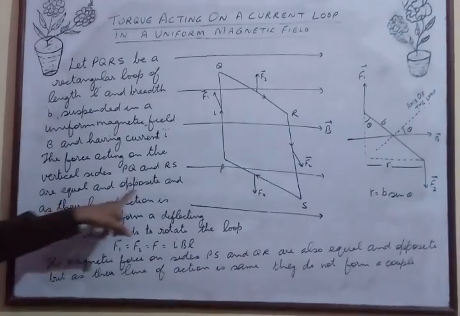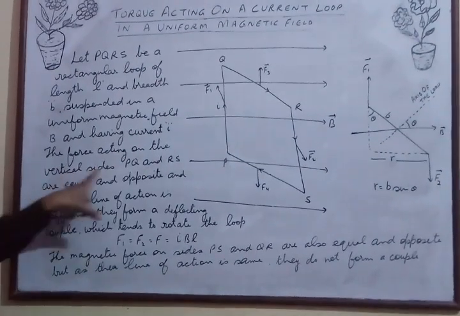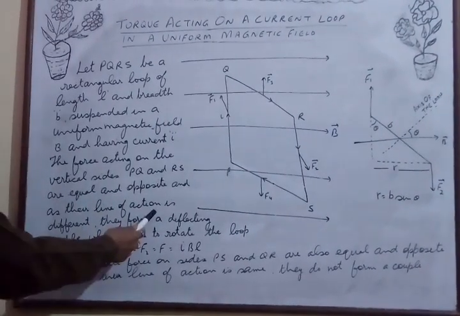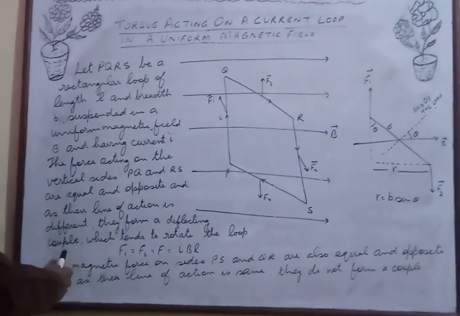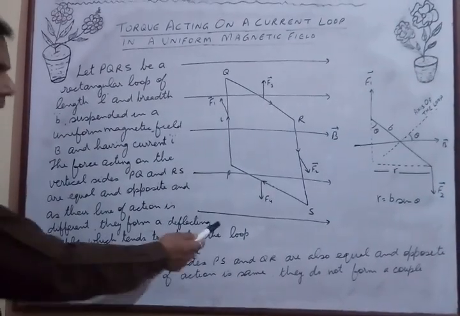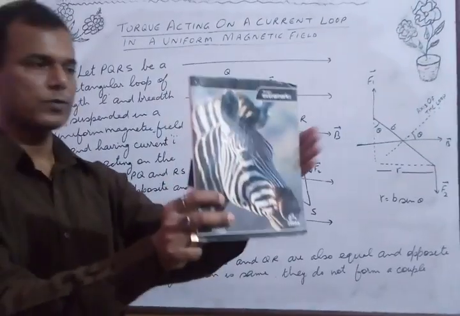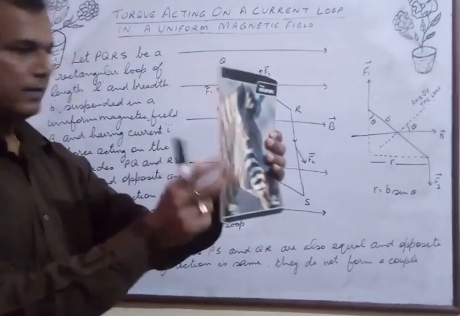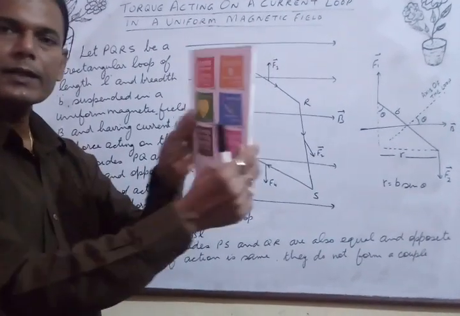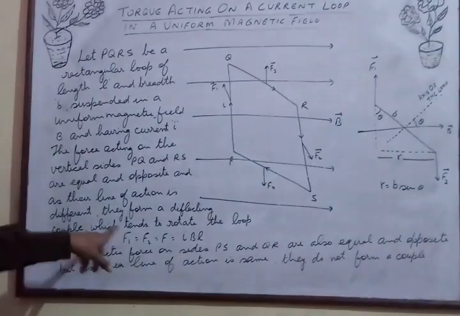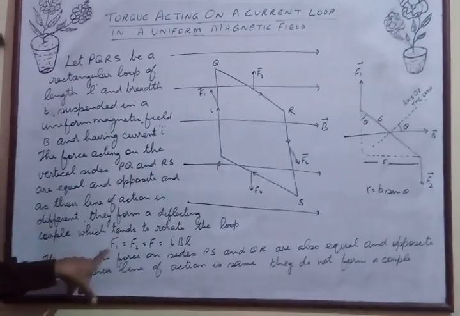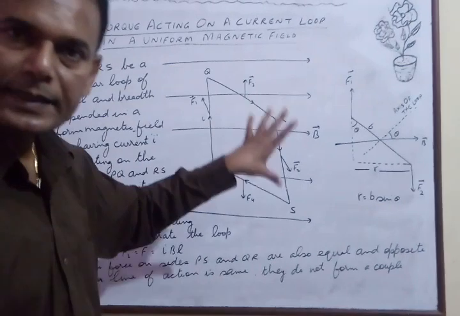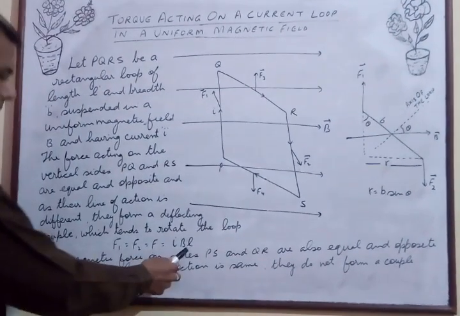Again, I am repeating. The forces acting on the vertical sides PQ and RS are equal and opposite, and as their line of action is different, they form a deflecting couple which tends to rotate the loop. Along PQ, force is this side, and along RS, force is this side. It will form a couple and rotate the loop. The forces F1 and F2 are both equal, F1 = F2 = F. The formula is IBL sin theta. Here theta is 90 degrees, so it becomes IBL.